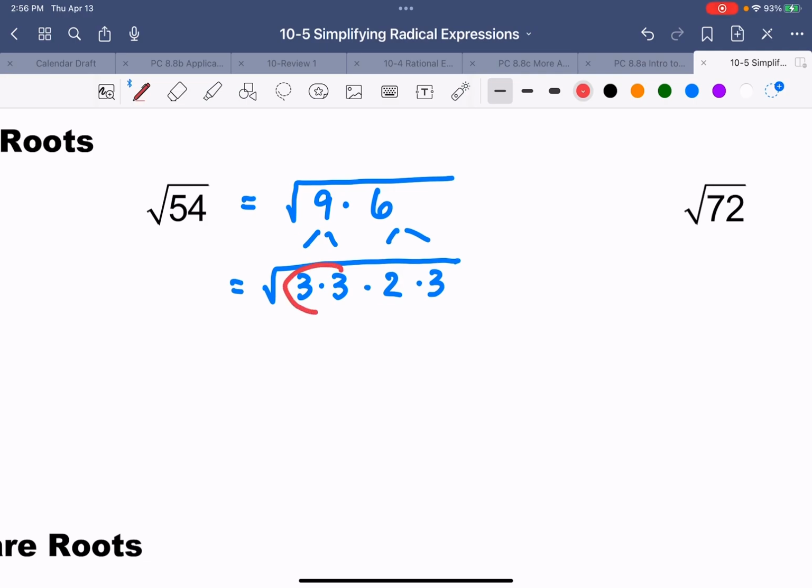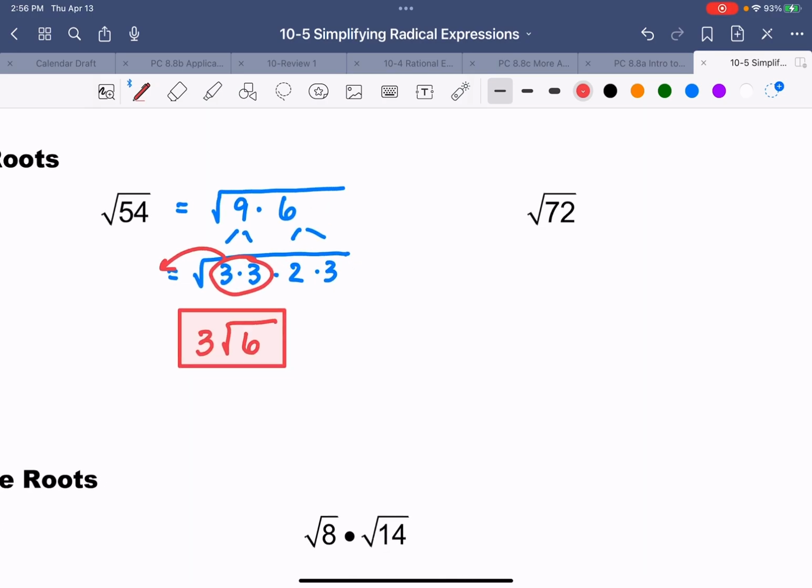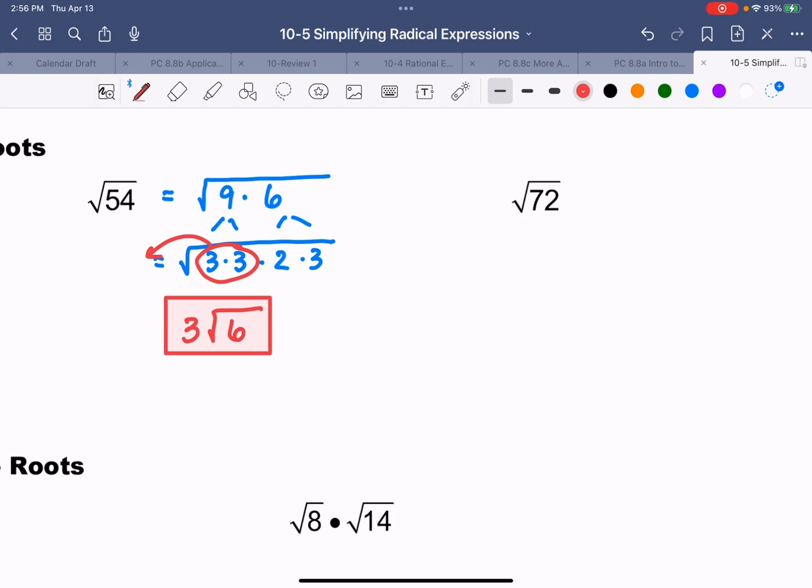I see a pair of 3s. Whatever's left over, remember it's multiplication. We multiply those, so it's 3 root 6. And again, some of your calculators do this for you. Be sure you know how to do this on your own in case we have a non-calculator section on a test.